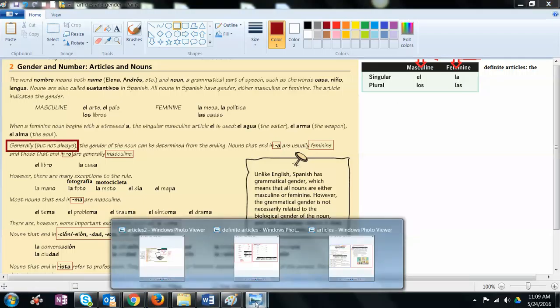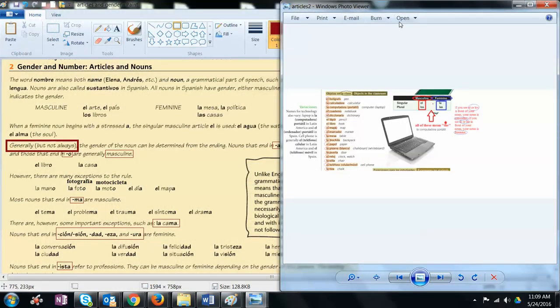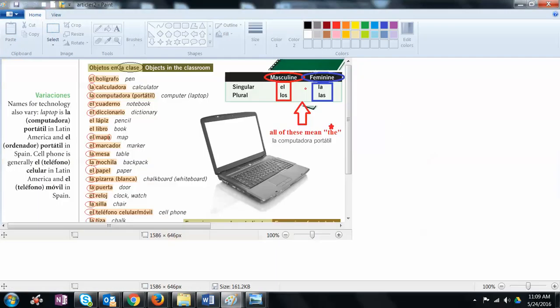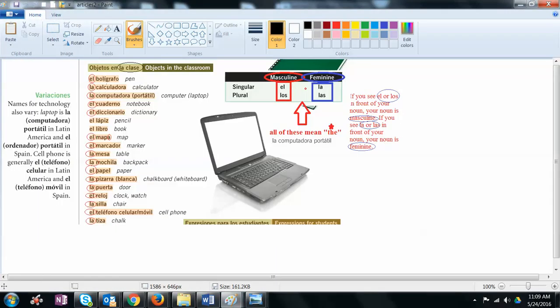So for example, this is from another book, but I'll open this so you can see. El bolígrafo, it has an el, so it's masculine. La calculadora, it's got a la, so it's feminine. La computadora, la, feminine. El cuaderno, el, masculine. El diccionario, el is masculine. El lápiz, masculine. El libro, masculine. El mapa, masculine. El marcador, masculine.